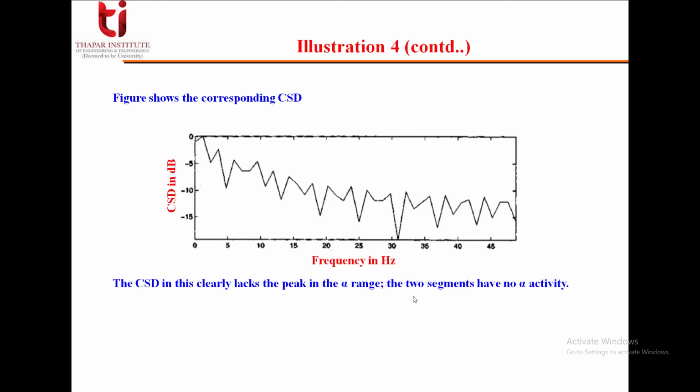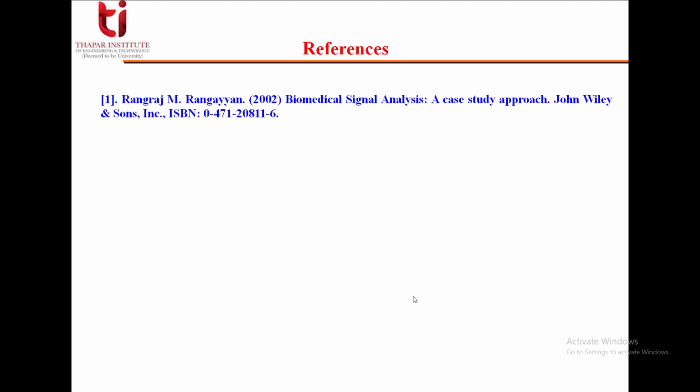So in this way, by using these spectral techniques, power spectral density and cross spectral density, we can detect the alpha rhythms present in the EEG signal. For this topic, you can refer to the book by Rangaraj M. Rangayyan, Biomedical Signal Analysis: A Case Study Approach.